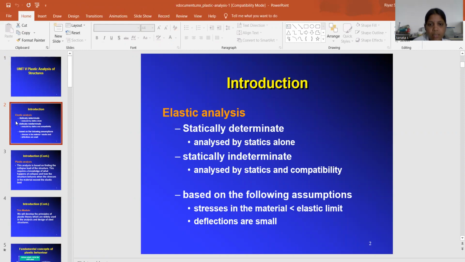Elastic analysis of statically determinate structures is done by statics alone. Statically indeterminate structures are analyzed by statics and compatibility, based on the following assumptions: the stresses in the material are less than the elastic limit, and deflections are small. This is the elastic analysis.